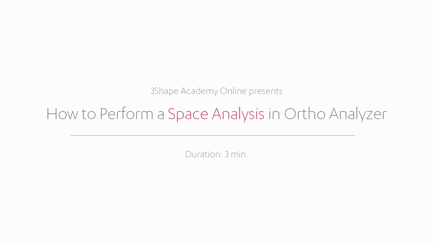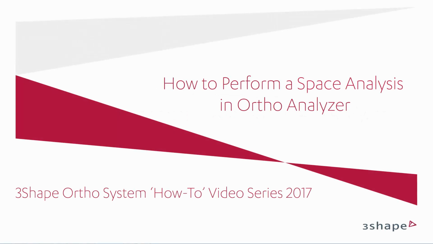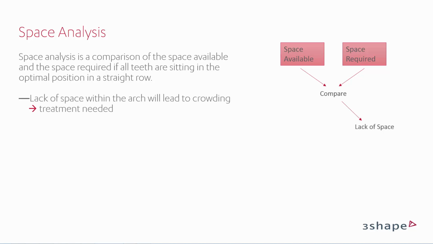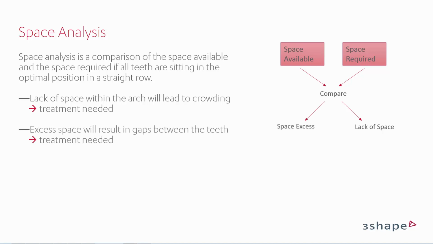In this video, you will learn how to use the semi-automatic scoring system for space analysis. You will also get a brief introduction to space analysis. Space analysis is a comparison of the space available and the space required if all teeth are sitting in the optimal position in a straight row. Lack of space within the arch will lead to crowding, while excess space will result in gaps between the teeth.